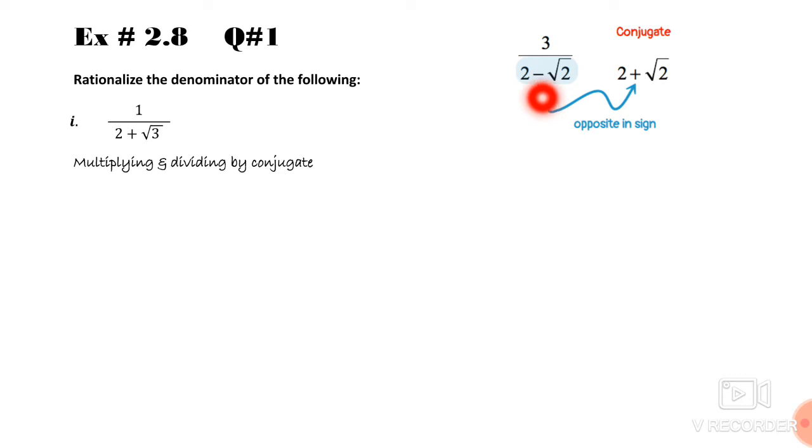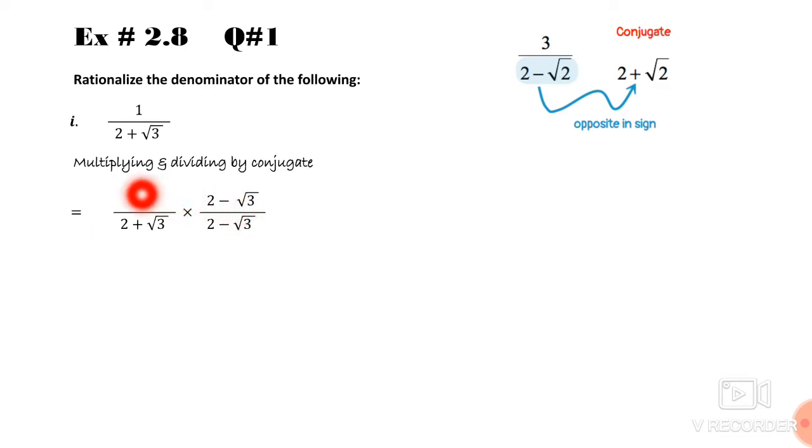To rationalize this expression, our first step will be multiplying and dividing by conjugate. We have learned how to find conjugate. To find conjugate, simply change the sign of the middle term. So here the conjugate will be 2 minus square root 3, and we are multiplying and dividing the given expression with the conjugate. We have 2 plus root 3 in the denominator, so the conjugate is 2 minus root 3. Okay, and we have multiplied and divided with it.